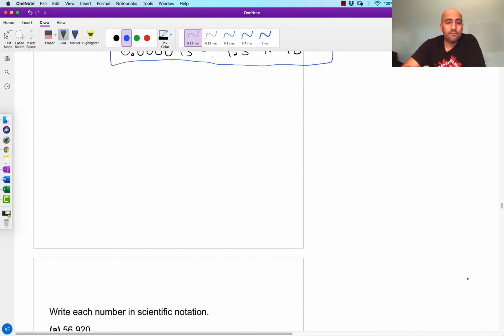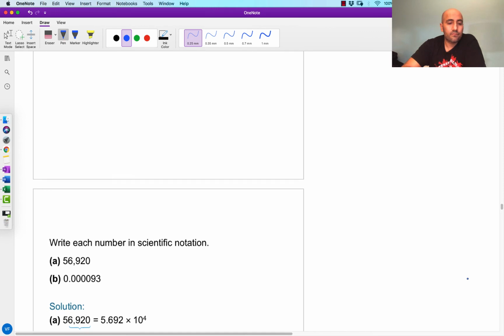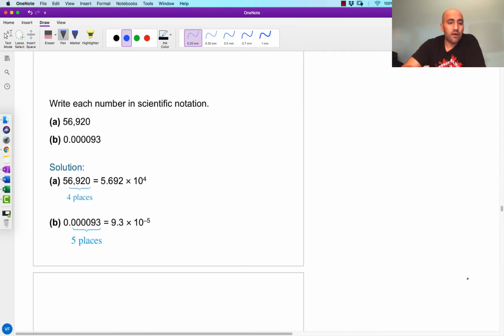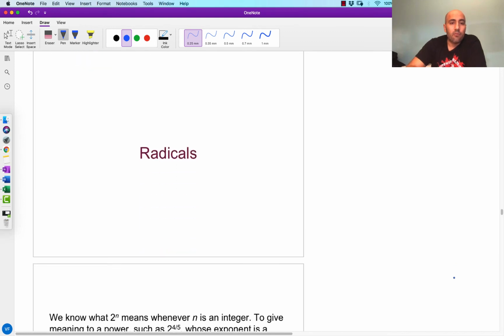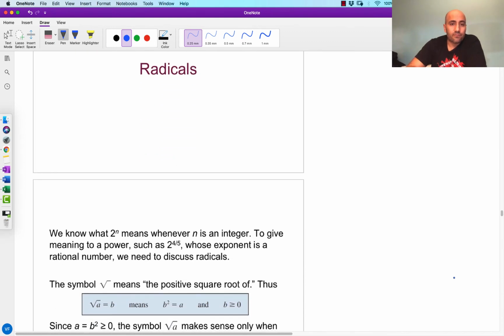Moving on. Oh, so here's the author's solutions. We moved it 4 decimal spaces to the left, therefore we write it as 5.692 times 10 to the 4th power. We moved the decimal to the right, 5 spaces, therefore that's going to be equal to 9.3 times 10 to the negative 5 power. Okay, moving on, radicals.